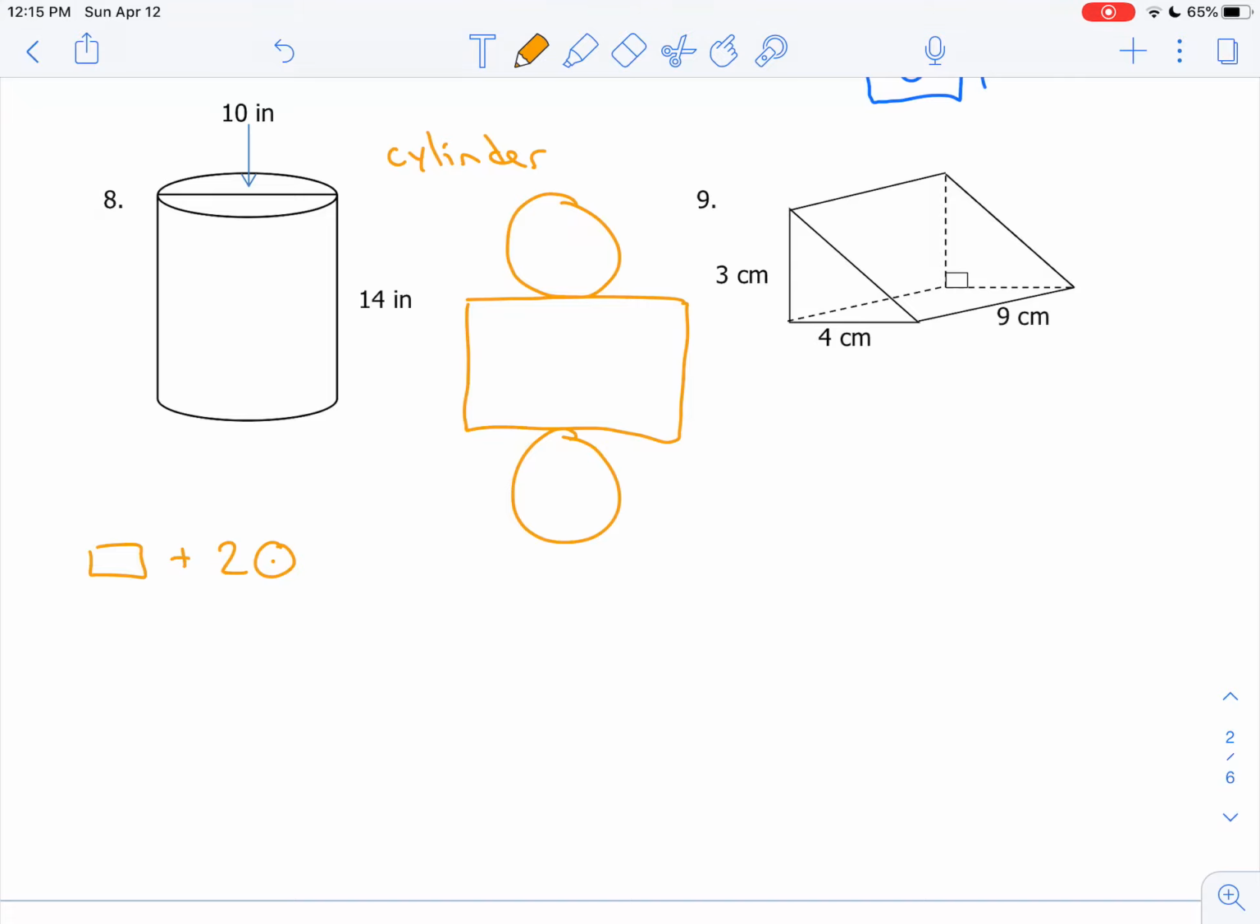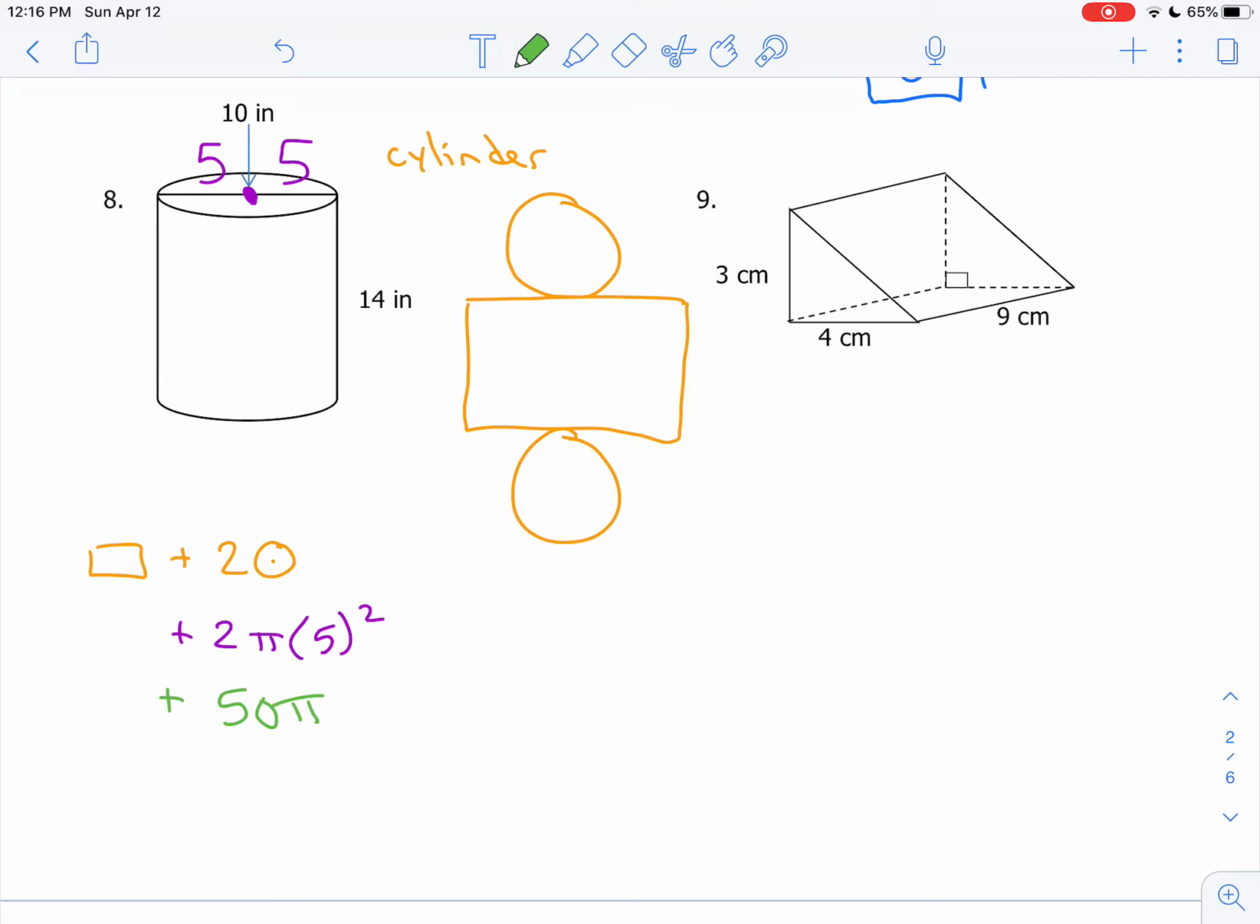So let's do the circle first because that part's going to be easy. We know the formula from last chapter is pi times radius squared. They gave us a diameter, so maybe I'm going to go up here and call that 5 and 5, so I know the radius is 5. So right now I can go 25 times 2 is 50 pi.